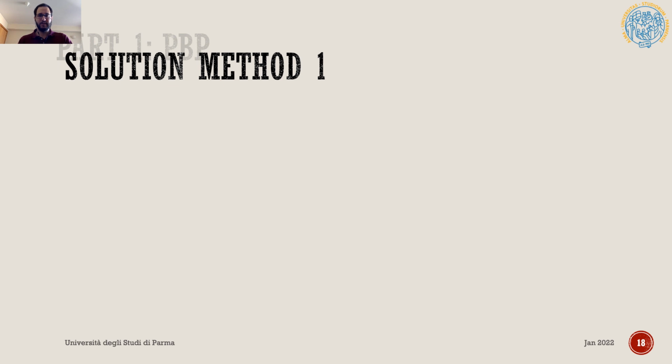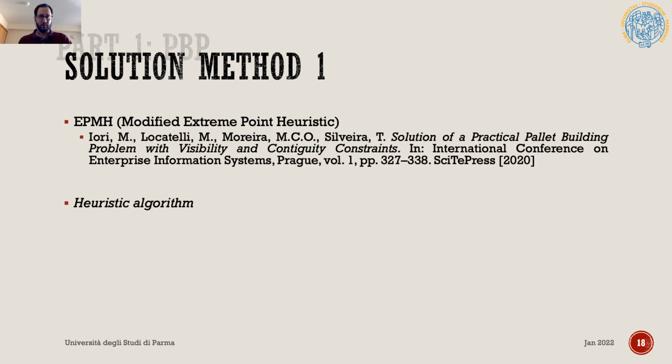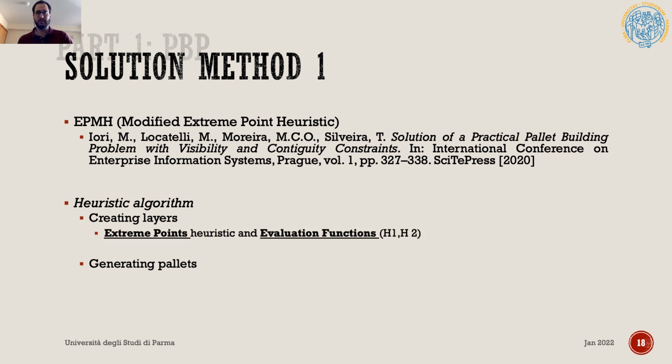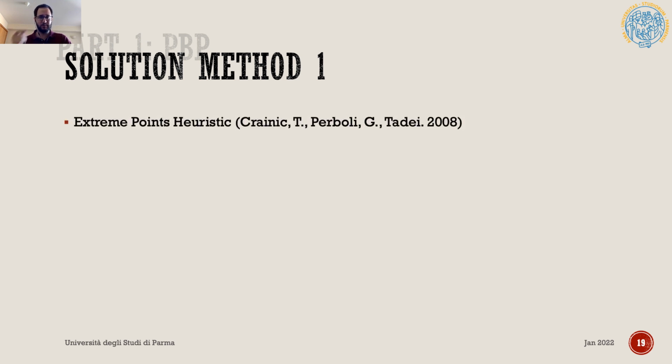The first one is our base heuristic algorithm called EPMH, which is an adaptation of the extreme points heuristic with evaluation functions to create layers and a grid heuristic for generate pallets. I highlight that this heuristic is deterministic and has no local search methods. In details, first, extreme points heuristic.